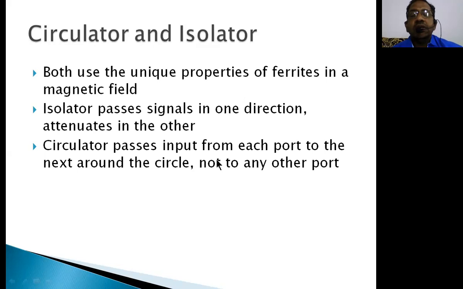That means the signal transmission is possible only in one direction and it attenuates in the other direction. That is what is basically called an isolator. So an isolator passes the signals only in one direction and it attenuates almost completely in the other direction, so that it is called a one-way communication.